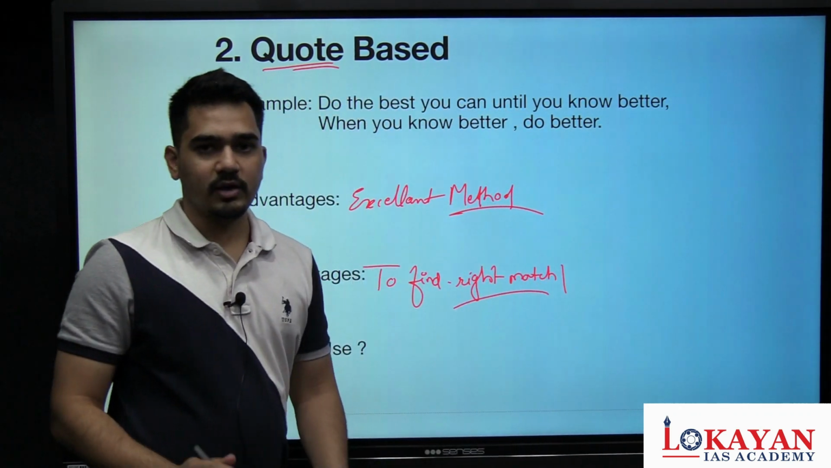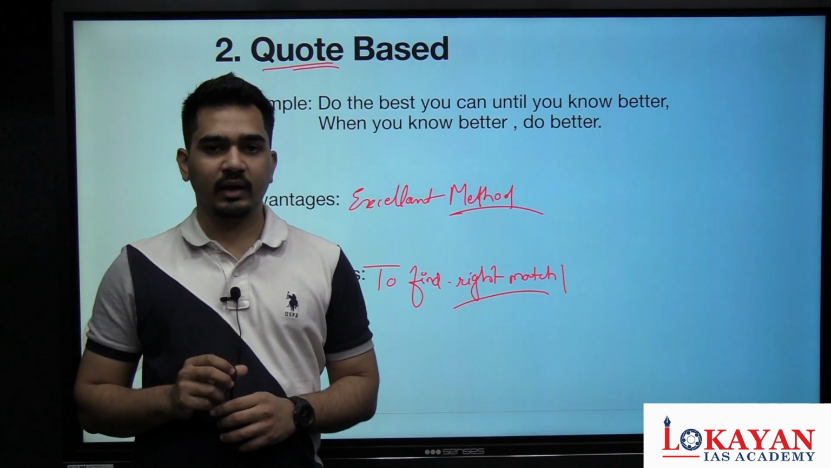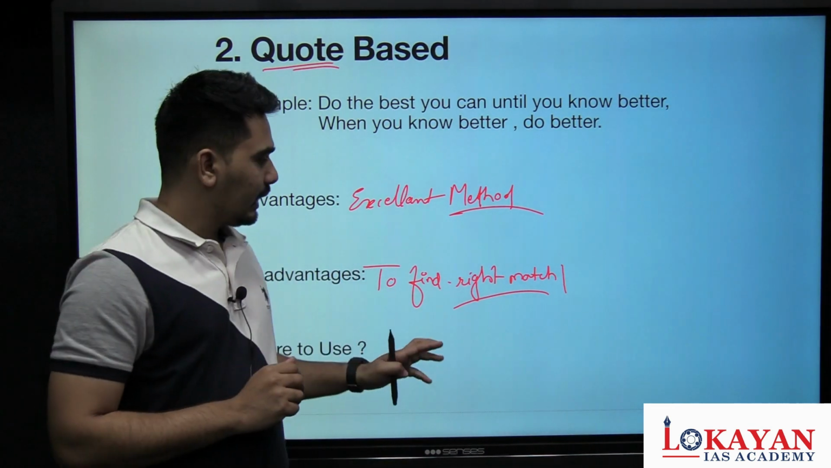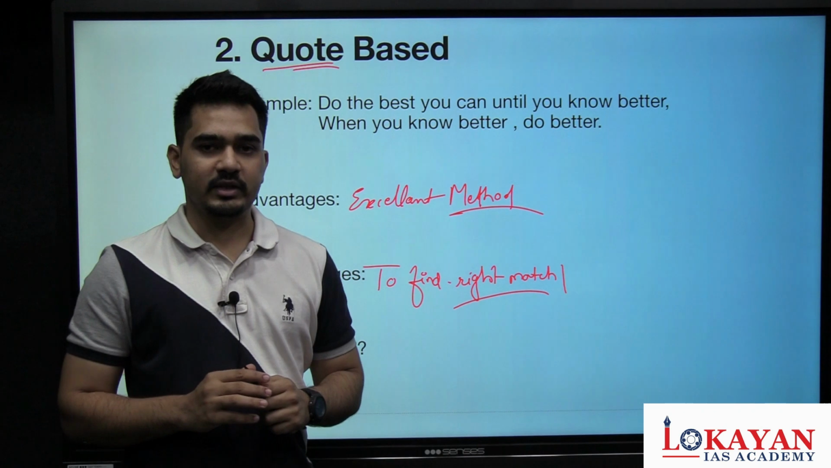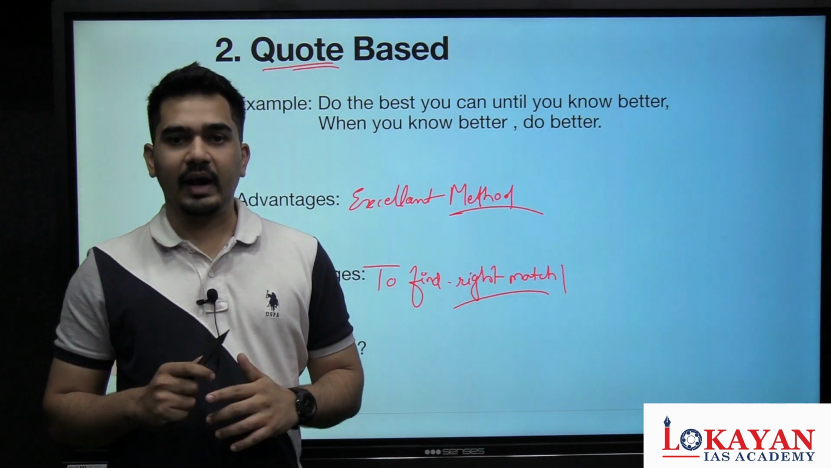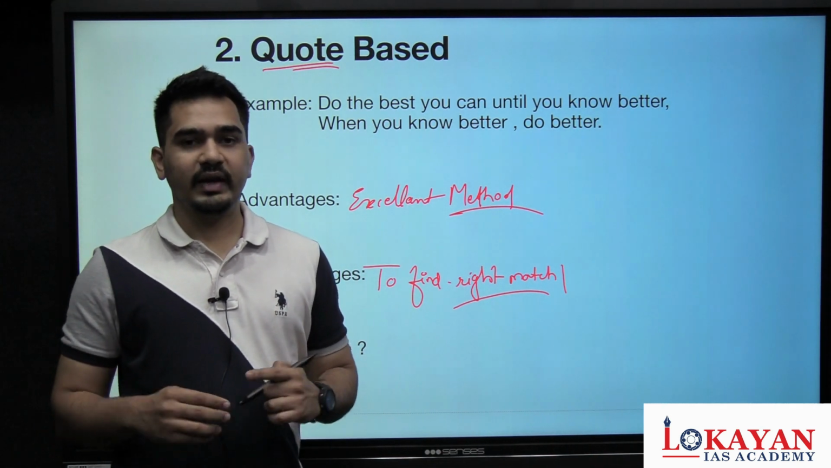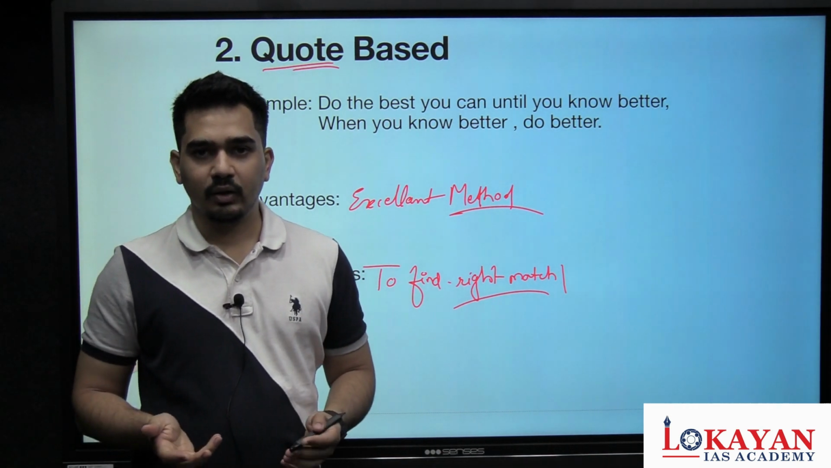To find the right match. That is the biggest problem. Okay. The other problem that is encountered in this case is related to the first problem itself. At times we are not able to find a relevant quote and we want to use this particular method only for that essay. So what ends up happening is we write a very generic example of the quote.